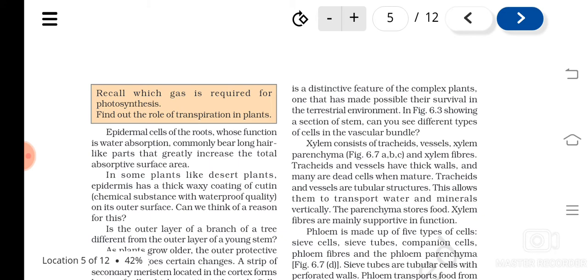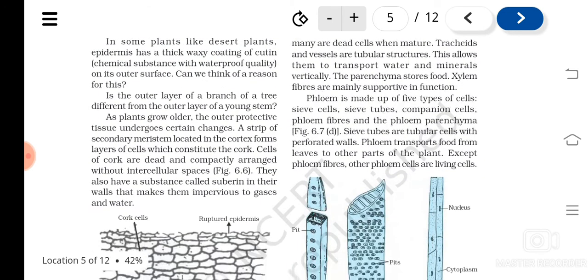So among xylem, which is the living tissue? Xylem parenchyma. And what do they do? They store the food. And what is the function of xylem fibers, xylem vessels and tracheids? Vessels and tracheids are helpful in the transport of water and minerals, and xylem fibers help in the supportive function.